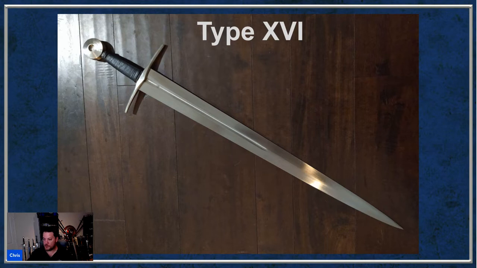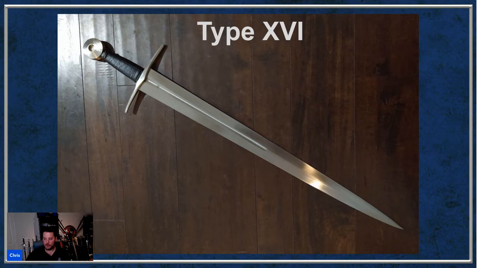So this is a Type 16 that I made myself. I think this was last year. But I actually misclassified this as a 14 myself when I first made it, because that's just where my brain was at the time. But this blade from the fuller down, that's a very stiff flattened diamond cross section. It's not lenticular at all, and it's very stiff. It's not too flexible. So that's what makes that a Type 16.